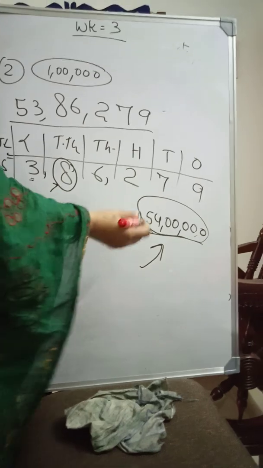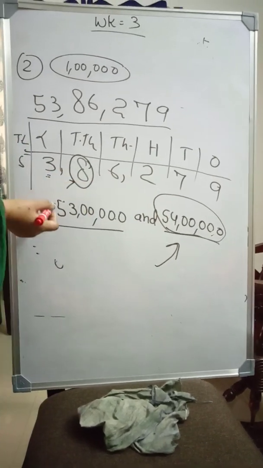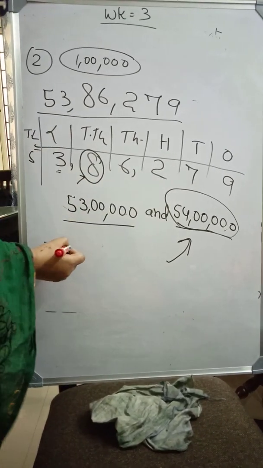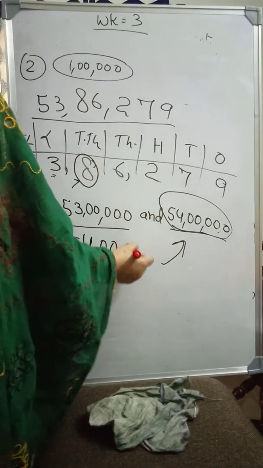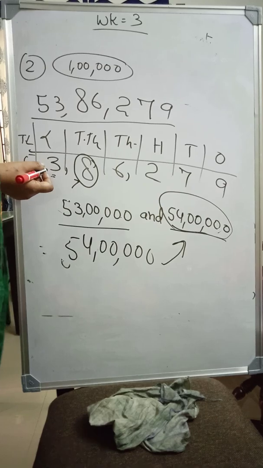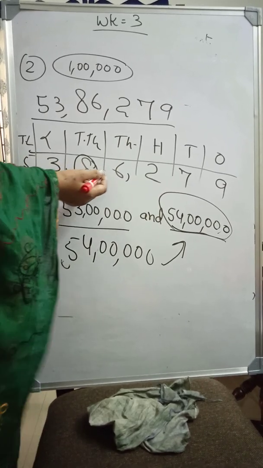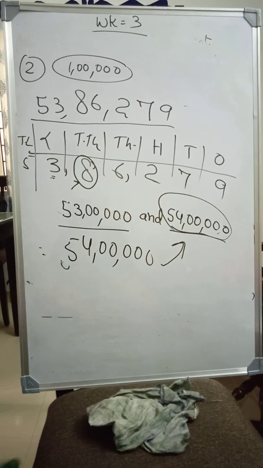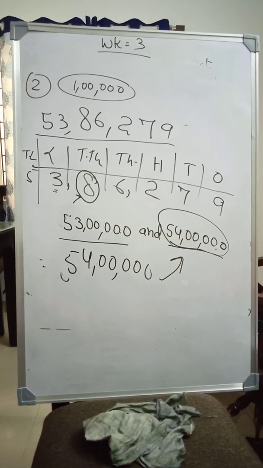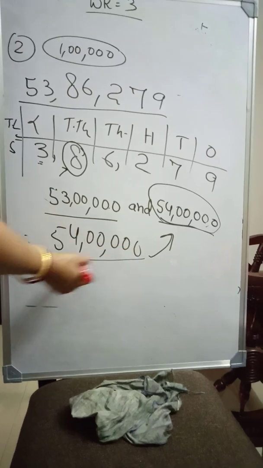86,279. और यहाँ पे 54 लाख ज़्यादा है, 53 लाख छोटा है. सो द करेक्ट आंसर इज 54 लाख. क्यों? क्योंकि 54 लाख के नज़दीक है ये नंबर. 53 लाख 86,279 जो है वो 54 लाख के नज़दीक है 53 लाख के तुलना में, राइट? सो द करेक्ट आंसर इज 54 लाख.